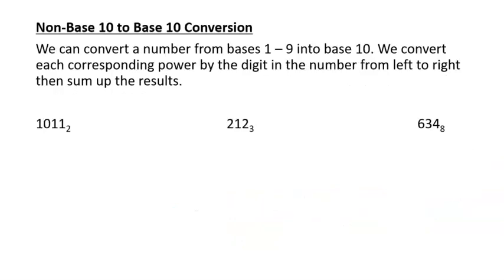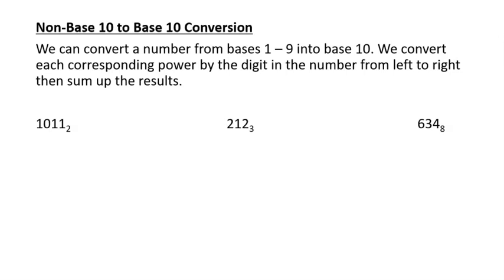Now let's imagine I'm going to work in non-base 10 number systems for a moment, and I want to turn these number systems into base 10. So I want to convert a number from bases 1 to 9 into a base 10 system. What we do is we convert each corresponding power by the digit in the number from left to right, then we sum up the results. So what do I mean?